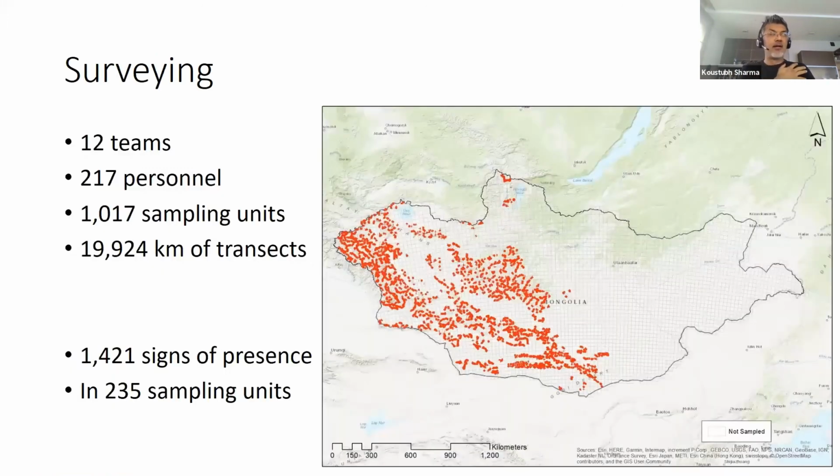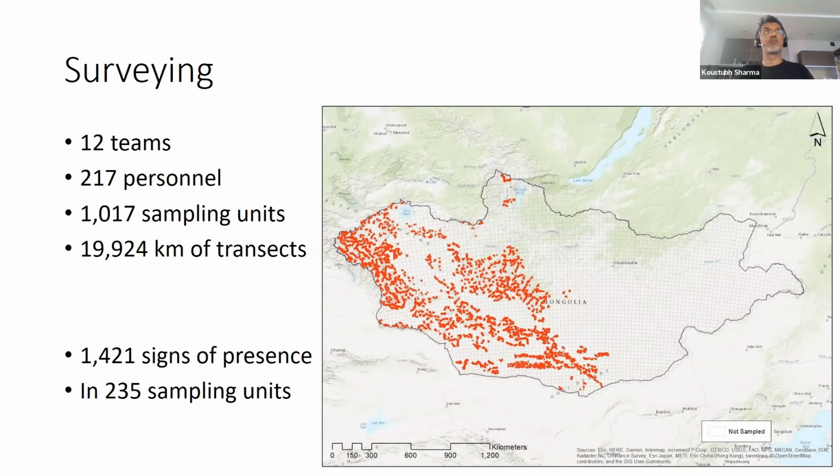Now, it's nothing less than a monumental feat what our friends from Mongolia achieved. These 12 teams, I think they had about 60 researchers. They then partnered with 126 rangers, and this massive team went out and traversed almost 20,000 kilometers worth of transects in the next 6 months. The surveys covered more than, how much was it?